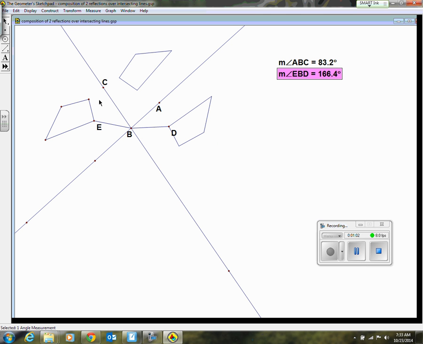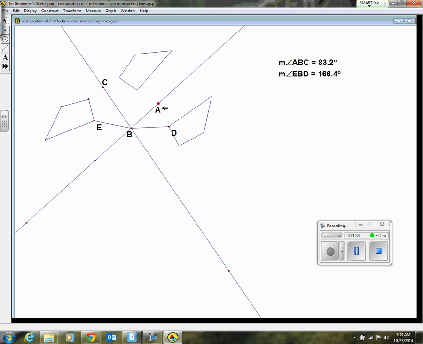Do you see my figure? I reflected it and I reflected it. And that's the same thing as a rotation. I could have rotated this. So now, angle ABC, this angle, is 83. But what's the angle EBD? EBD. 166.4. What's that relationship? Double.